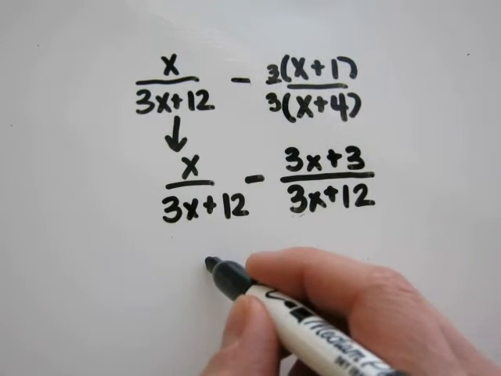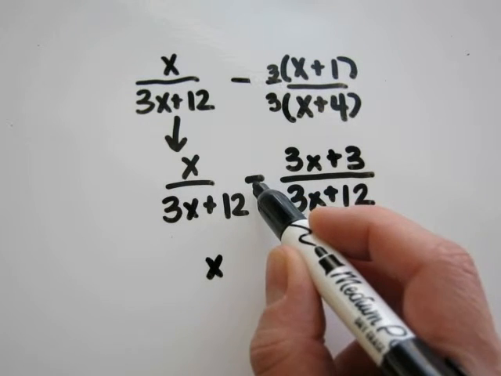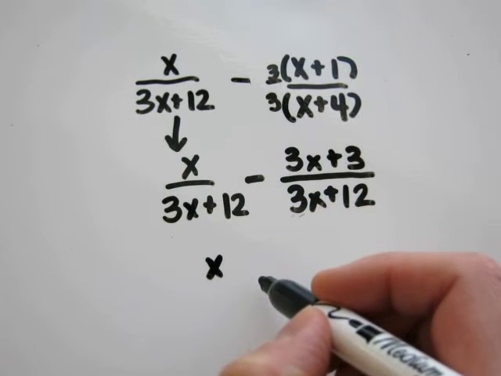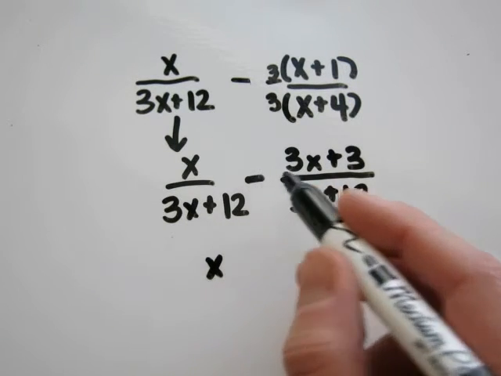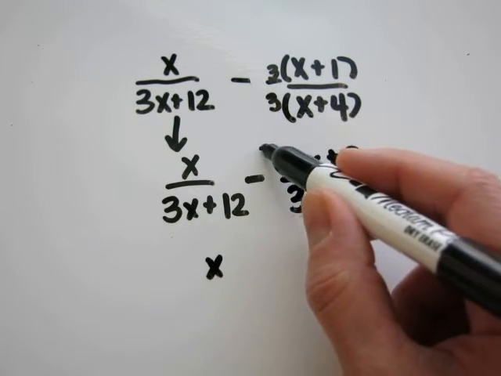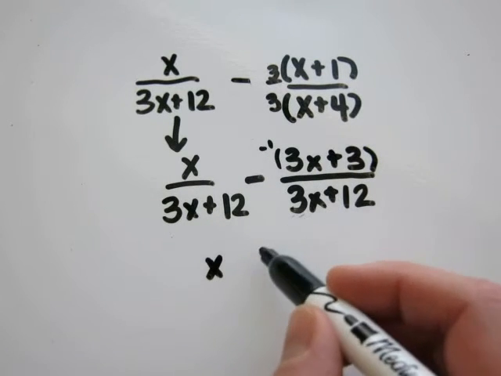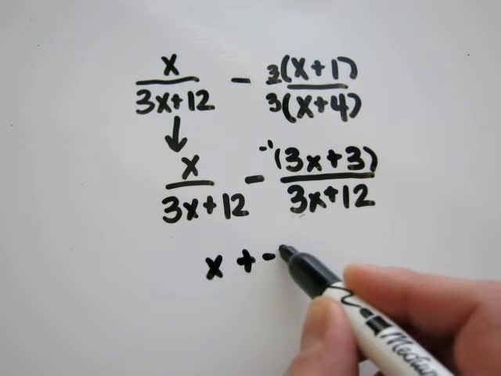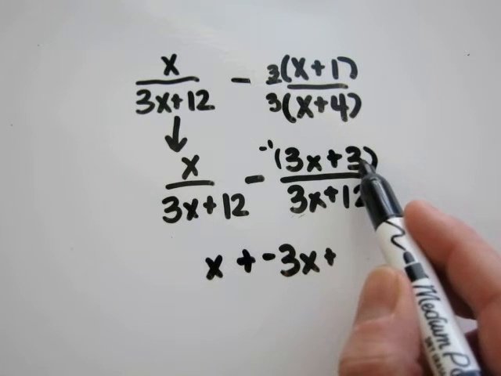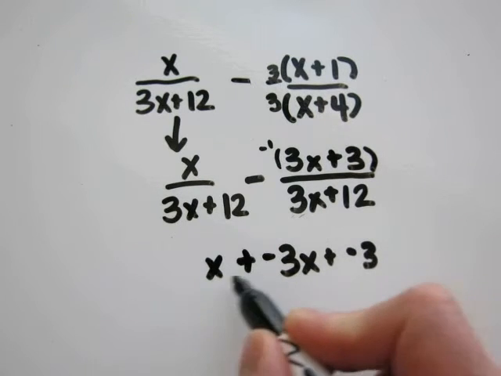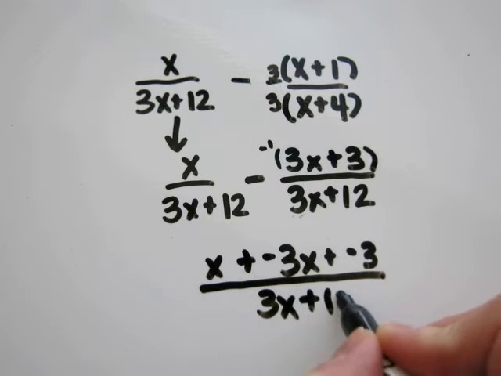Now I'm going to rewrite the problem. I'm going to switch my signs since I have a subtraction. I want to make sure my positive and negative signs don't get confused. So since we're subtracting, it's the same as multiplying negative 1 times this. So negative 1 times 3x will be negative 3x. Negative 1 times 3 is negative 3. Common denominator stays the same.